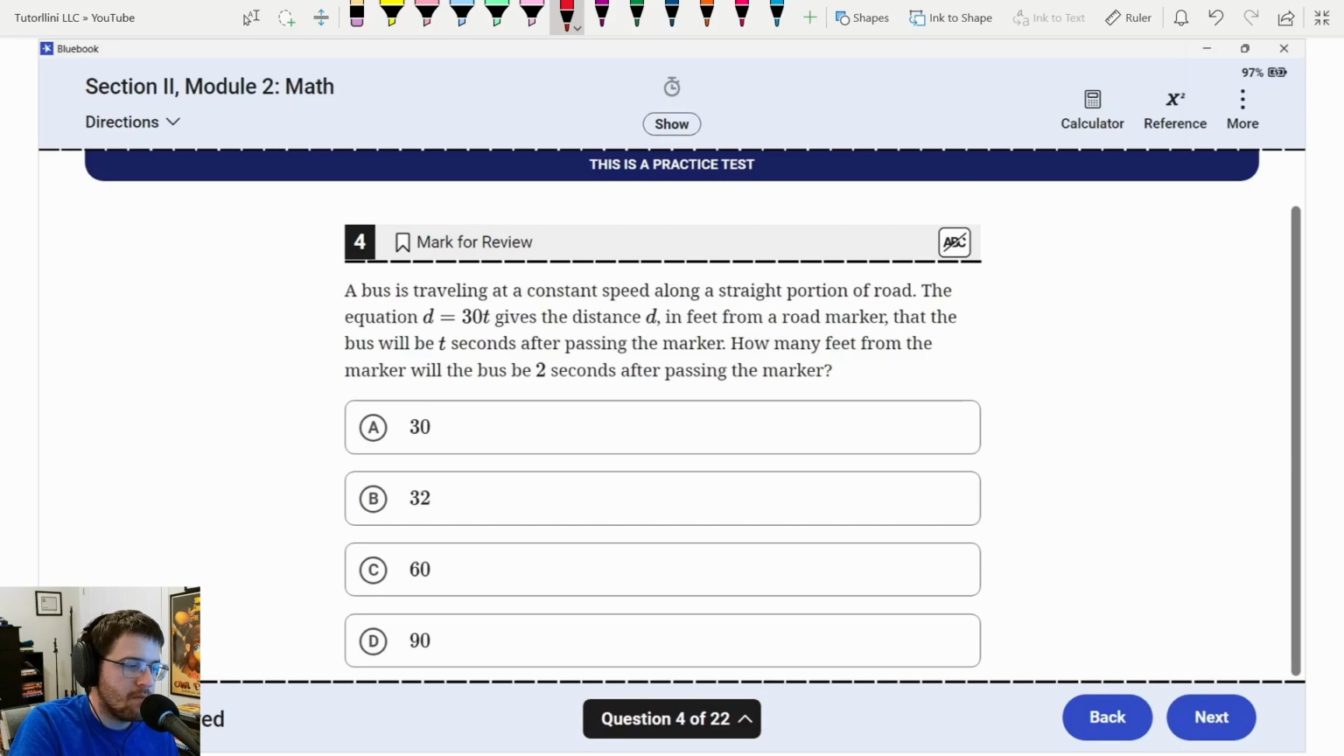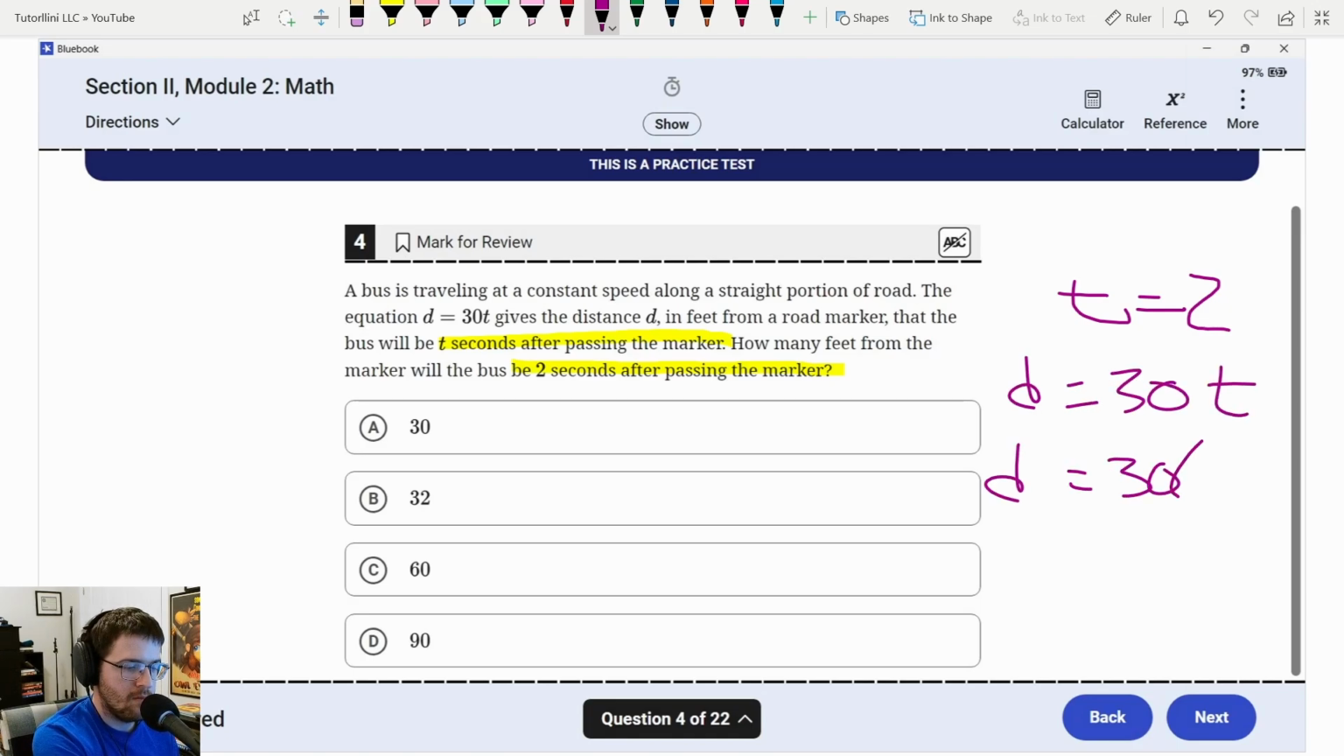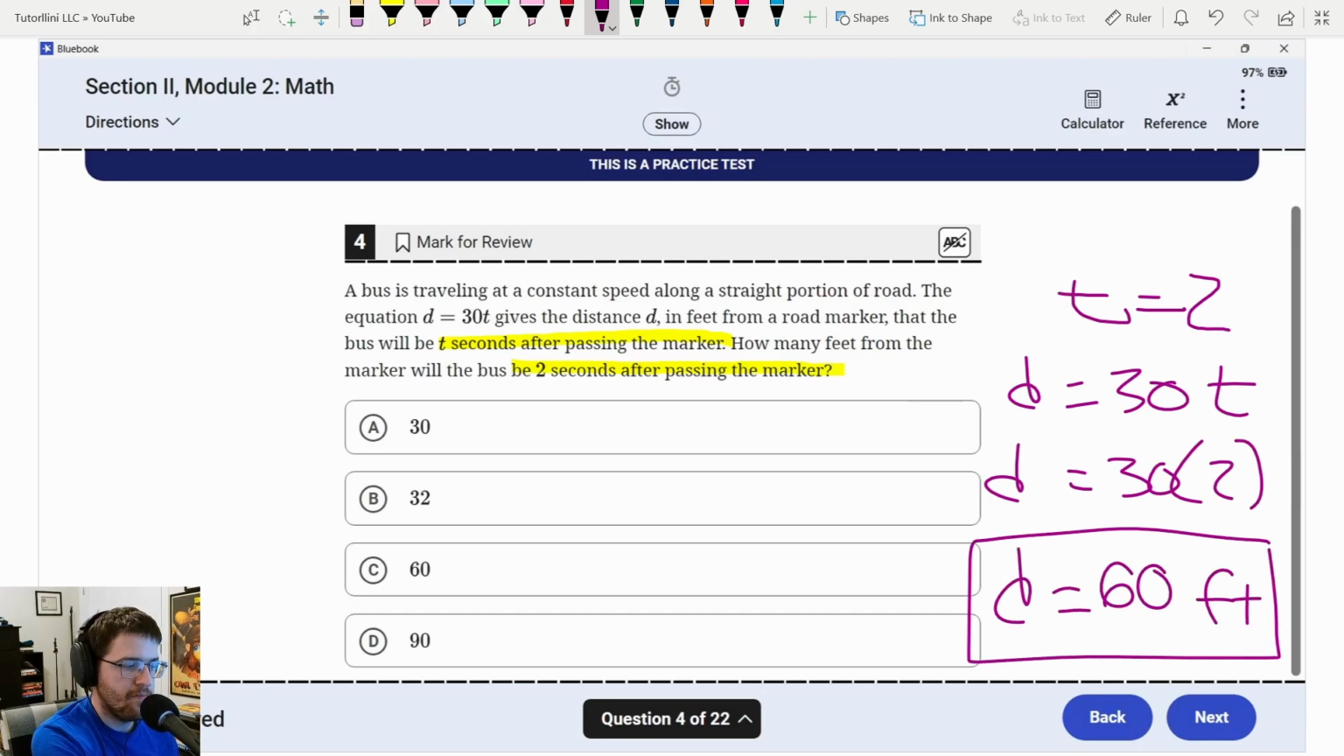Okay, question 4. So it says that the bus, we are interested when it is 2 seconds after passing the market. Reading the question carefully, I see that matches with what they tell me t is. This is basically telling me that t is equal to 2. So they give us this equation, d equals 30t. And I'm going to make t 2. 30 times 2 is 60. So we get d equals 60 feet, which is answer choice C.